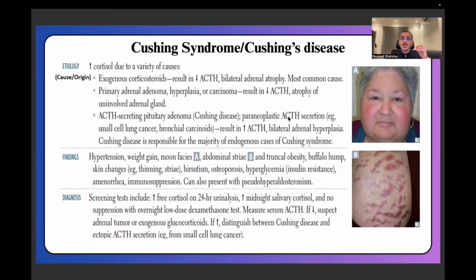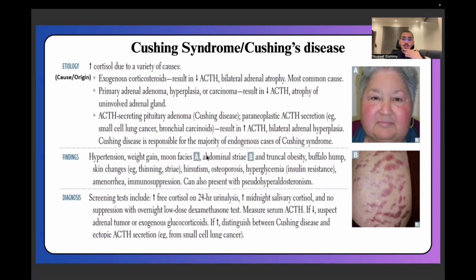Another cause is the secretion of ACTH from ectopic cancers or tumors. So, for example, if there's a small cell lung cancer or bronchial carcinoids, these have paraneoplastic effects. So they secrete ACTH and they would result in increased ACTH secretion. And both of these tumors, either from the pituitary or from an ectopic area, would lead to bilateral adrenal hyperplasia because of the trophic effect of the ACTH.